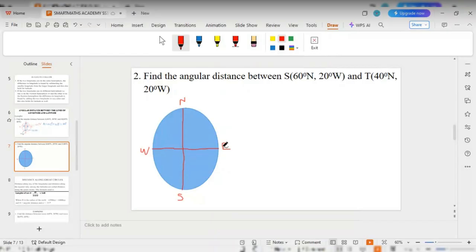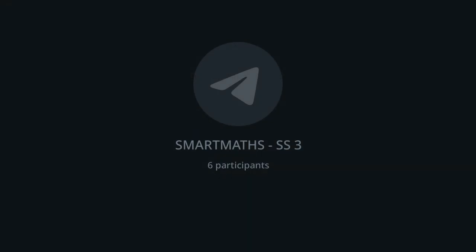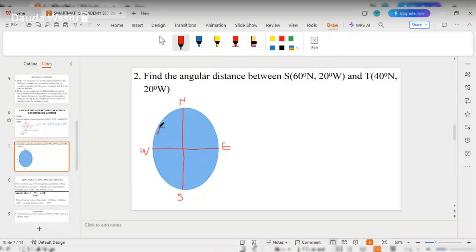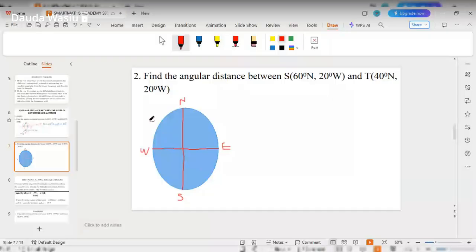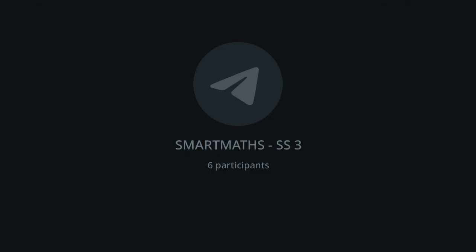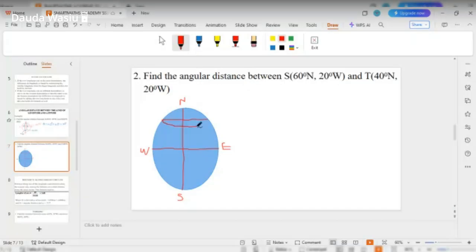Then locate 60 degrees north. So if you check point T, it's also on the north. So let's draw the 60 degrees north here, a vertical straight line. Then locate this. So this is latitude 60 degrees north. So label it 60 degrees north.